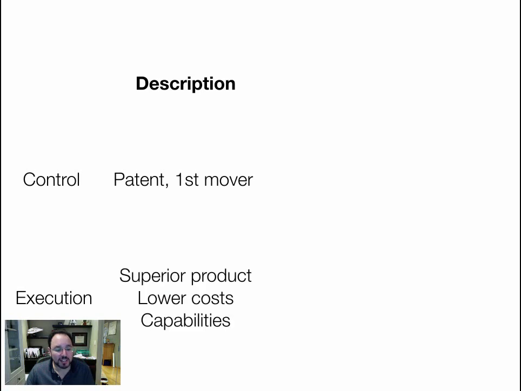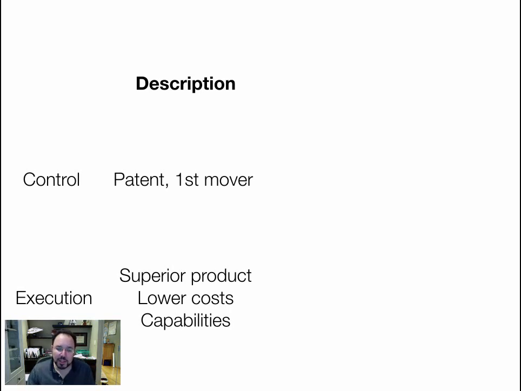By contrast, execution involves competing all the time. You launch a superior product to others in the marketplace. You generate what you can with lower costs or greater efficiency. In effect, what you try to do is build up capabilities that you can explore and exploit in the future.